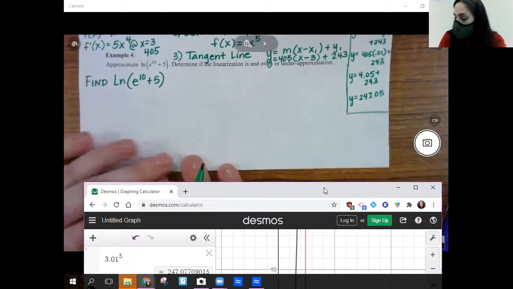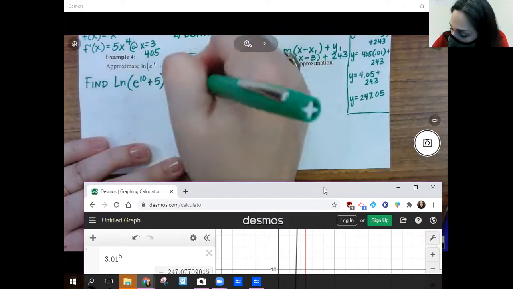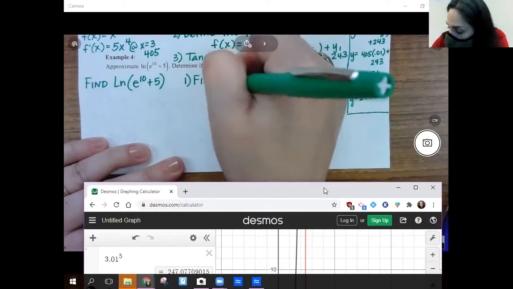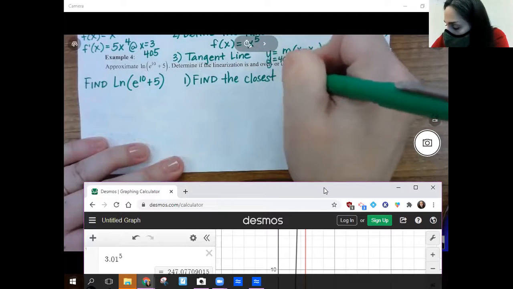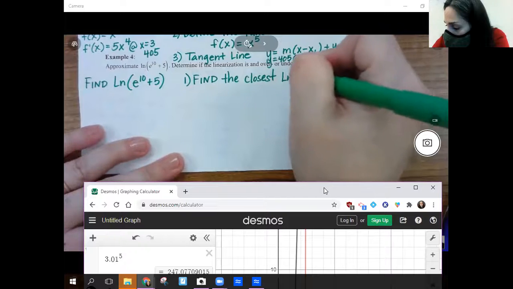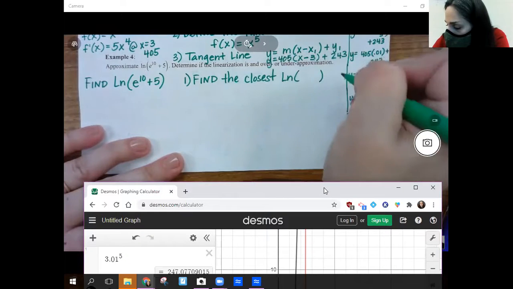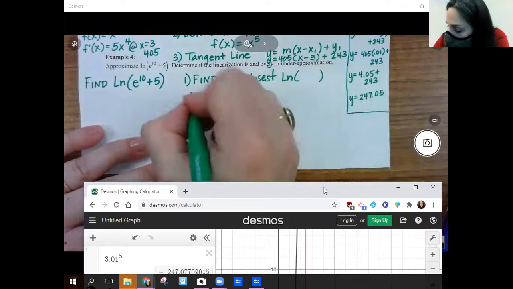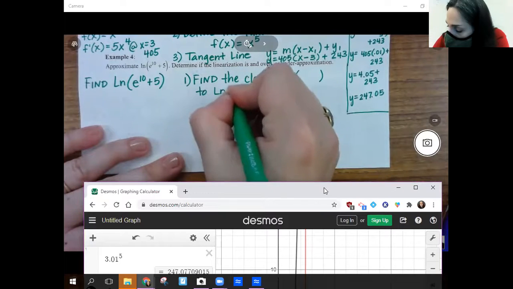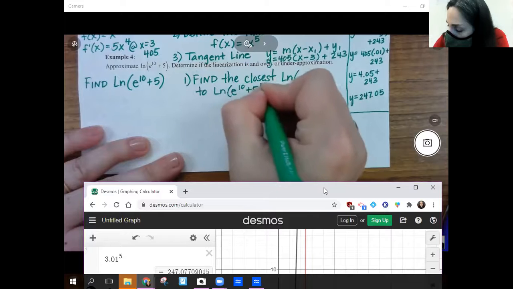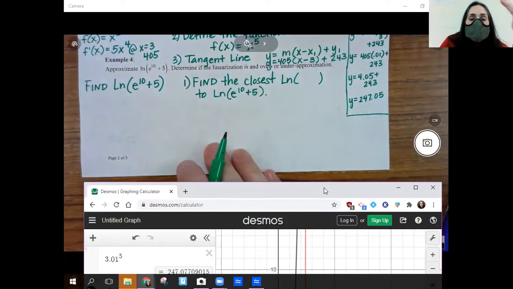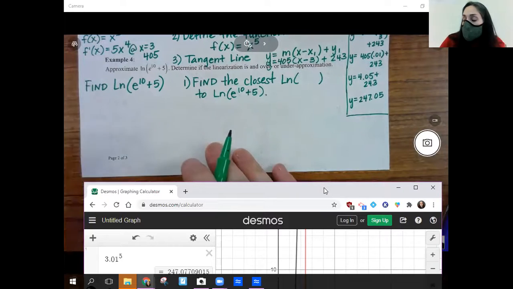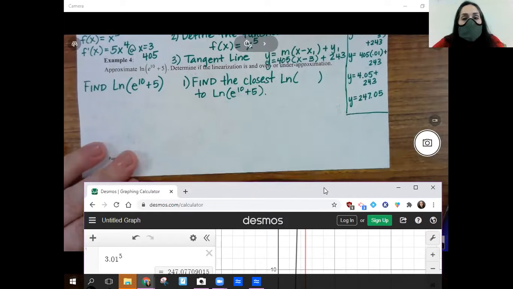Okay. Your first thing that you need to do is to find the closest natural log of something to the natural log of e to the 10th plus 5. So what would be the thing that we could take the natural log of, like in our heads mentally, easily, that would be really close to e to the 10th plus 5?